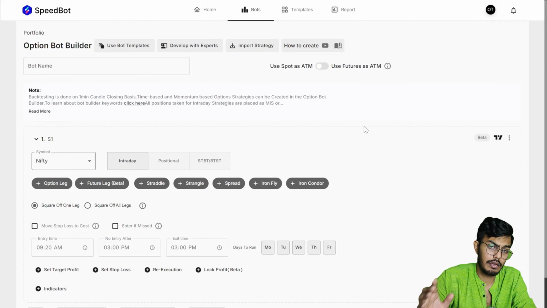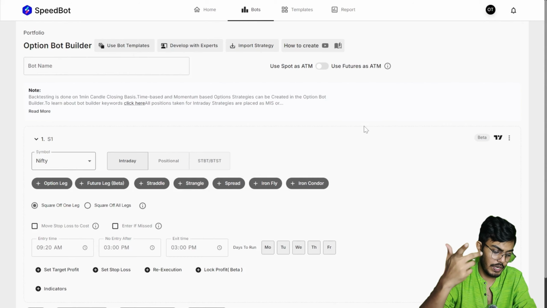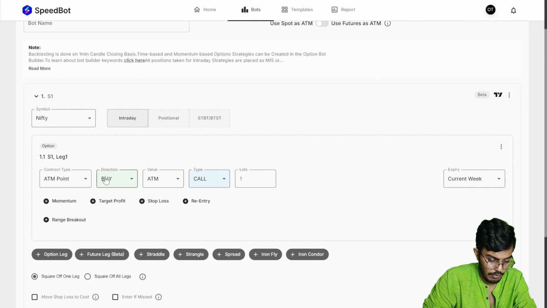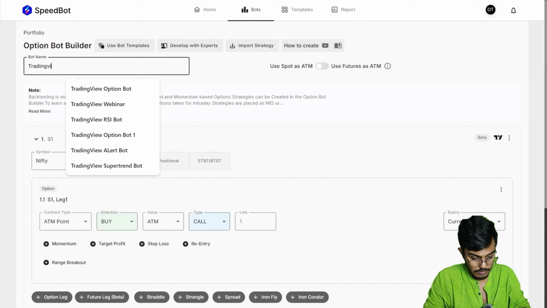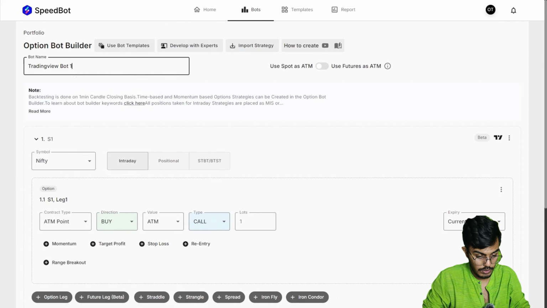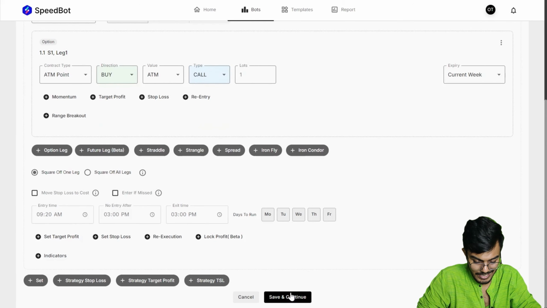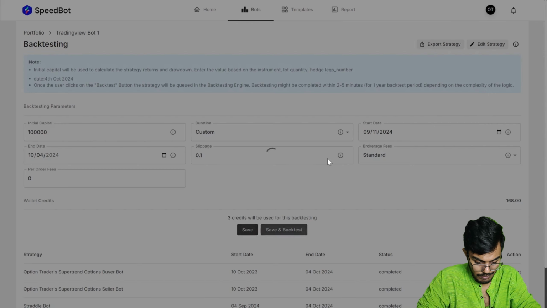Let's say you have an option-based strategy based on underlying logic, and you would like to enter by buying a call option, for example. Let us say you would like to add the call leg over here, and once you click here, TradingView bot. I've renamed it quite a lot, so it's better to name a new one. Okay, so I've saved it on my side.